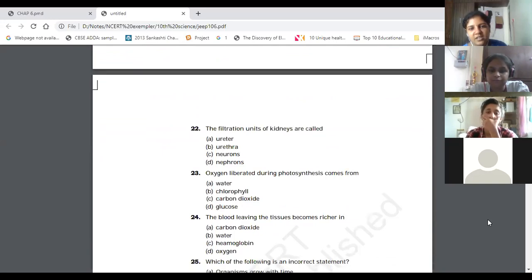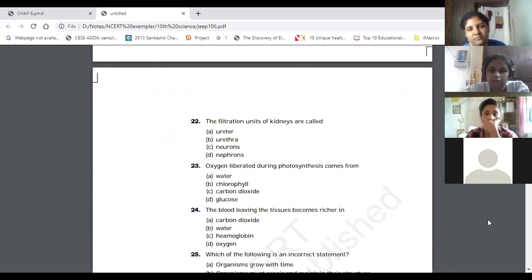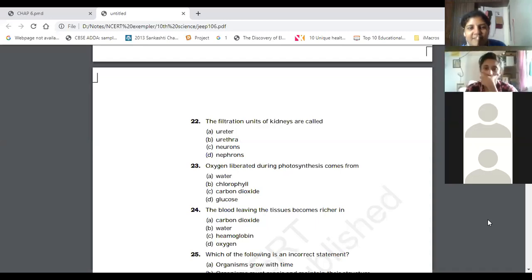Filtration units of kidney are called nephrons. Oxygen liberated during photosynthesis comes from water. Yes, right. And one mistake I will tell you.